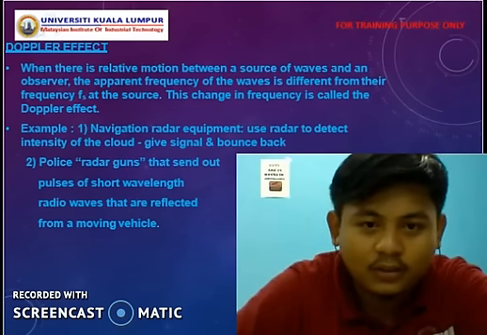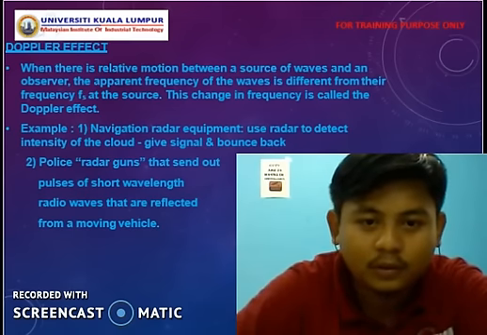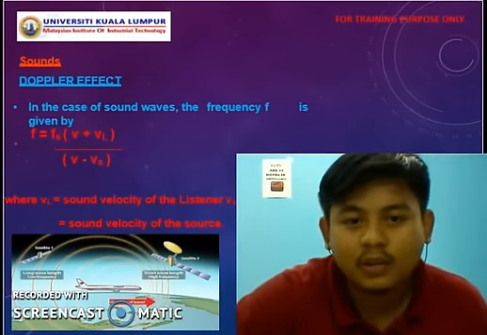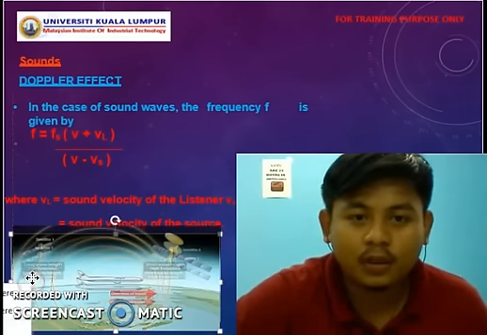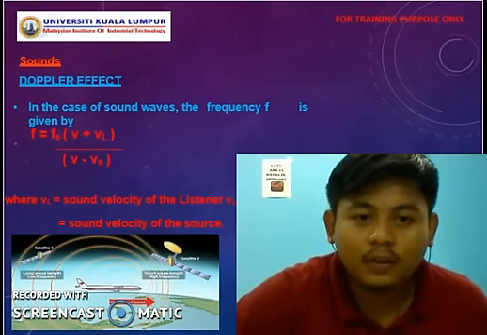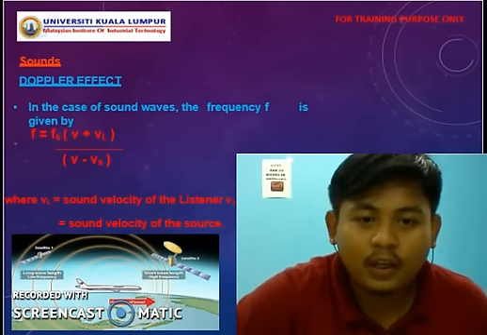Example 1. Navigation radar equipment uses radar to detect intensity of the cloud, giving signals that bounce back. Police radar guns send out pulses of short wavelength radio waves that are reflected from a moving vehicle. And the last one is Doppler effect. In the case of sound wave, the frequency f' is given by f' equals f source times (v plus vl) over (v minus vs), where vl equals sound velocity of the listener, vs equals sound velocity of the source.